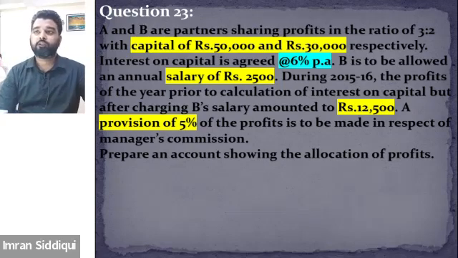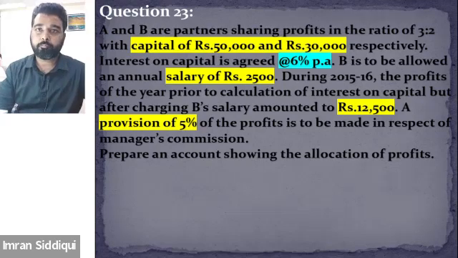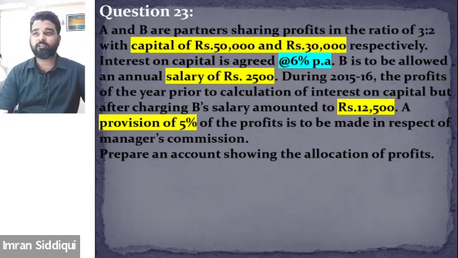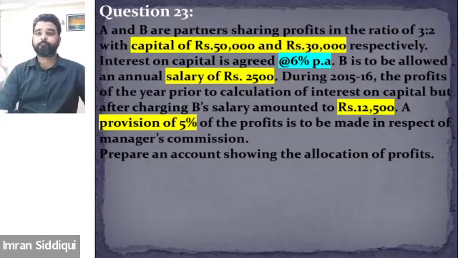All right. So during 2015-16, the profit of the year prior to calculation of interest on capital, but after charging B's salary, amounted to 12,500. A provision of 5% of the profits is to be made in respect of the manager's commission. Now you need to prepare an account showing the allocation of profit. That means we need to prepare the P&L appropriation account.